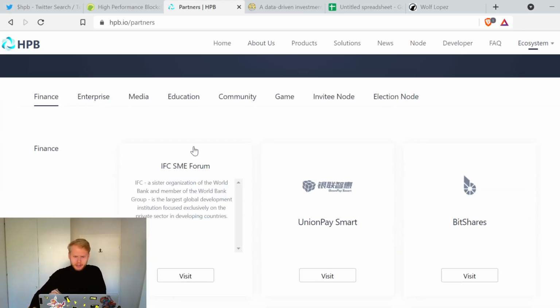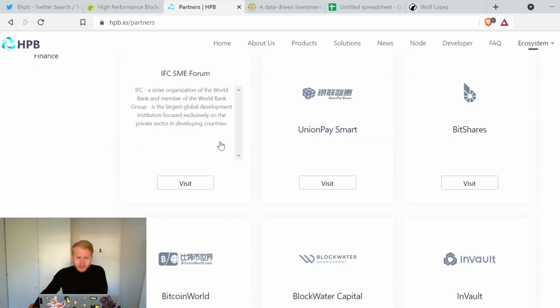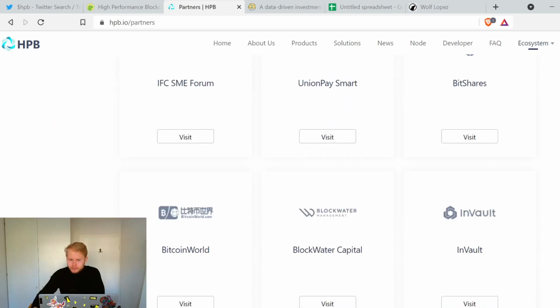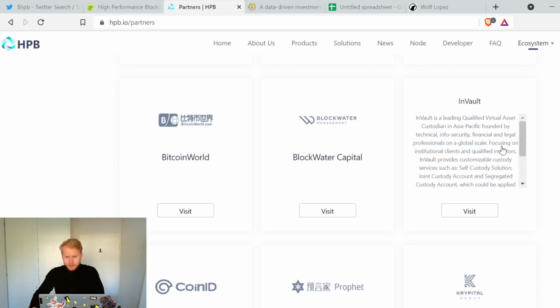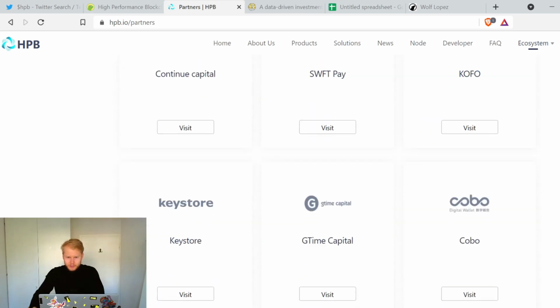Let's look at the partners, by the way. So Union Space Smart, Bitcoin World, BitShares. IFC is a sister organization of the World Bank and member of World Bank Group, the largest global development institution focused exclusively on the private sector in developing countries. Okay, that's pretty crazy. Union Space Smart was established in 2012. It's pretty huge. The BitShares community, open consortium. They actually have a lot of partners. Founded in 2013, a Bitcoin trading platform. Okay, that's cool. Virtual asset custodian, Asian key store.